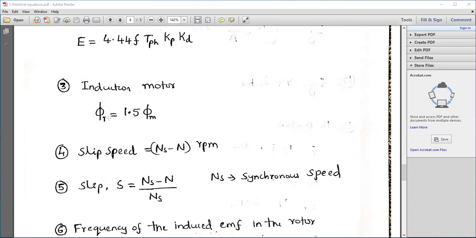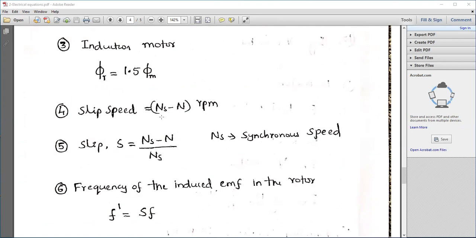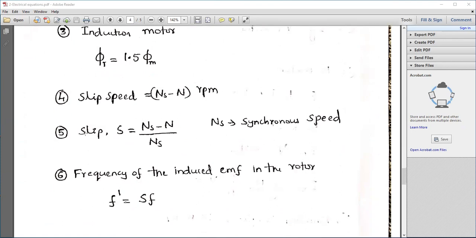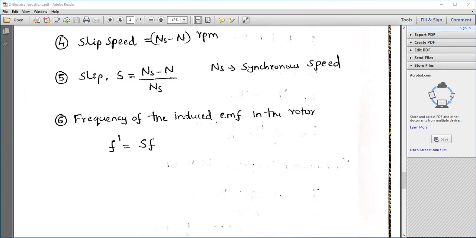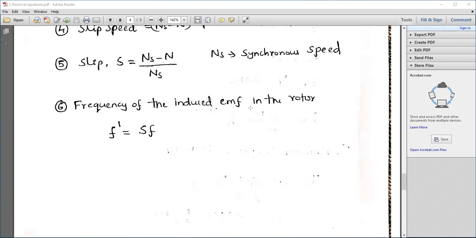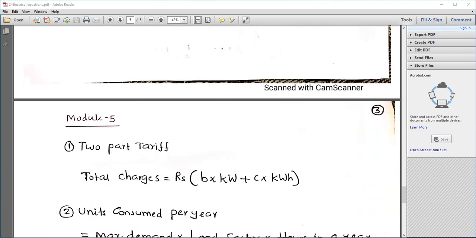In the induction motor, the resultant flux is equal to 1.5 into maximum flux. So what we can expect is how the working comes. The working can be explained by using this equation. The slip speed is equal to Ns minus N. Slip can be written as Ns minus N divided by Ns. Ns is the synchronous speed, N is the actual speed. The frequency of induced EMF in the rotor is f dash equal to s into f.